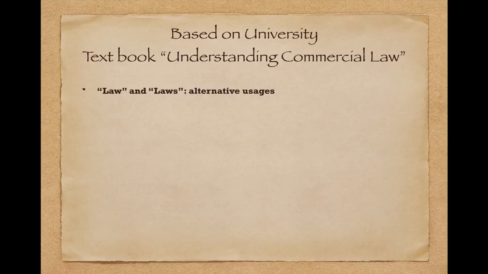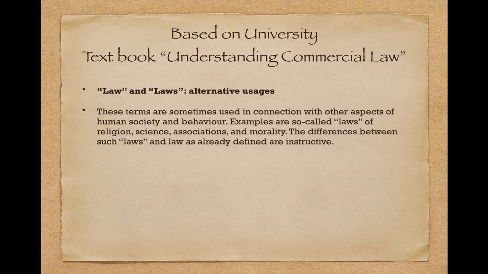Law and laws also have alternative usages, and so now we'll explore them. These terms are sometimes used in connection with other aspects of human society and behavior. Examples are so-called laws of religion, science, associations, and morality. The difference between such laws and law, as already found, are instructive.